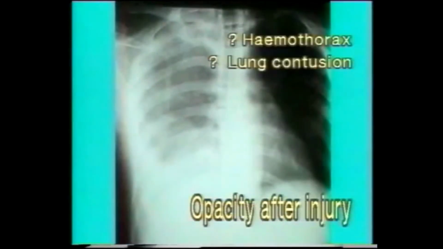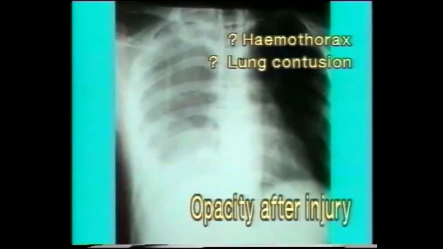This X-ray shows fractures of the 10th and 11th ribs on the right side. This X-ray, taken in lying down position after a chest injury, shows opacification of the right lung with obliteration of the costophrenic angle. Either a hemothorax or a lung contusion may result in opacification of the lung.